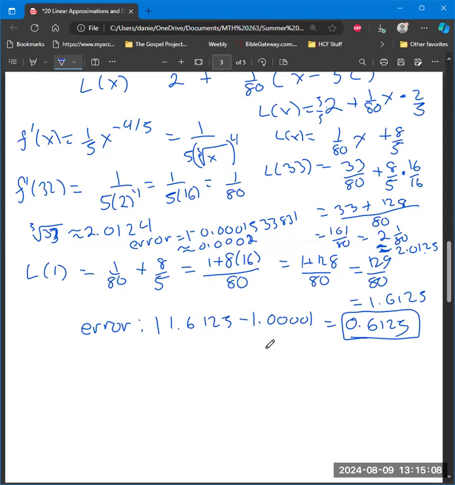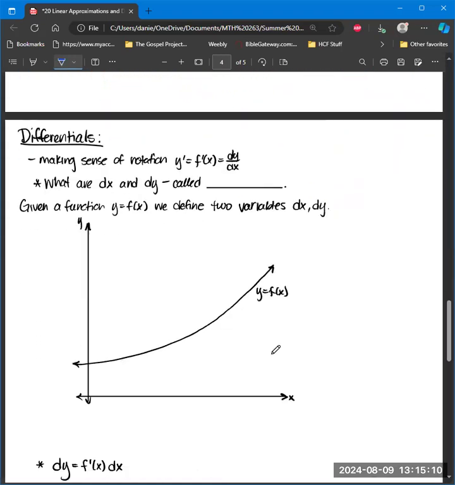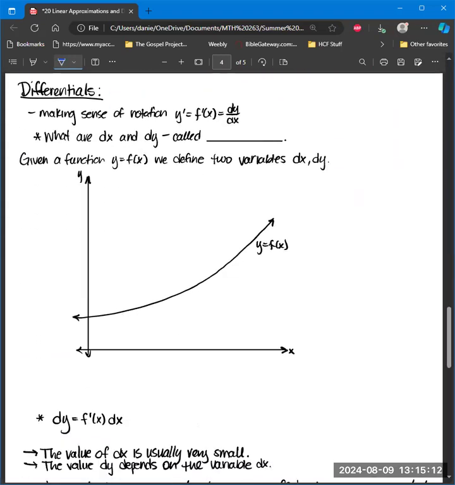That's good. All right. We're going to use this idea now with something that we call differentials. And we're going to use it to help us find things like propagated error and things like that. So first, let's make sense of the notation. y prime is equal to f prime of x, which is the same thing as dy/dx. So dx and dy are called differentials.